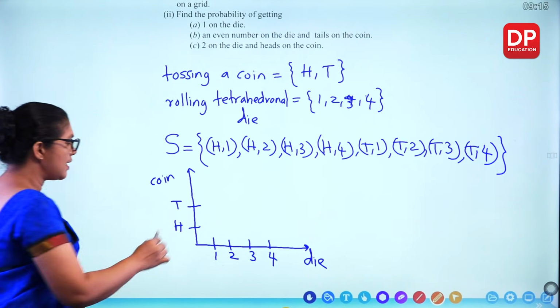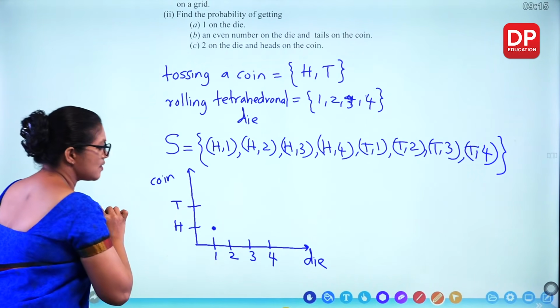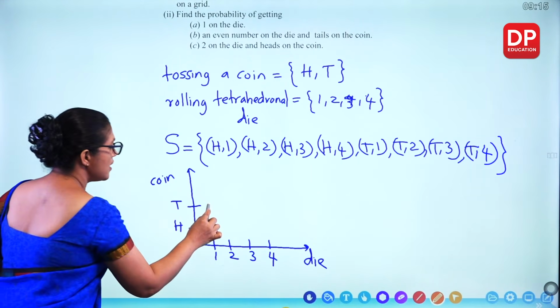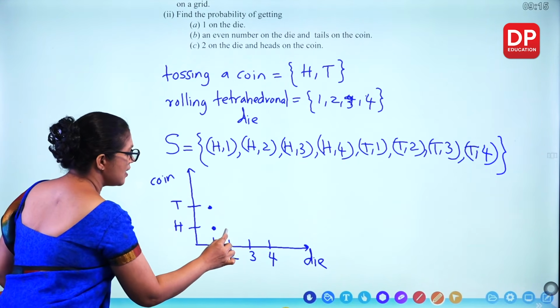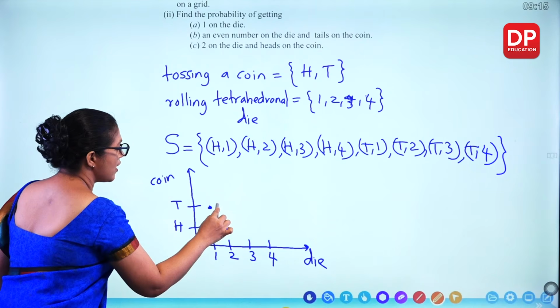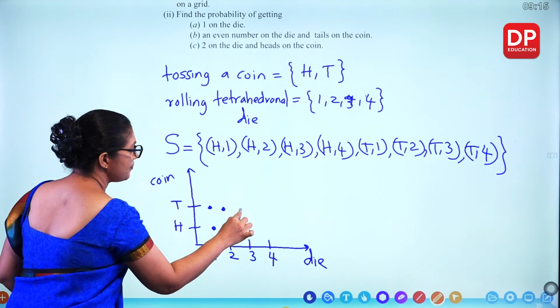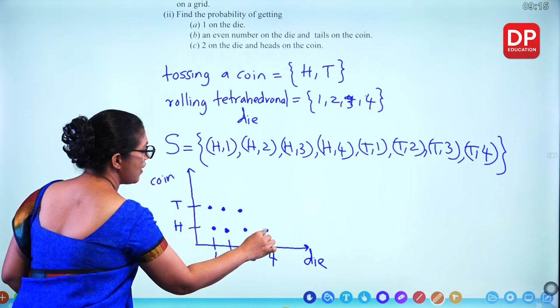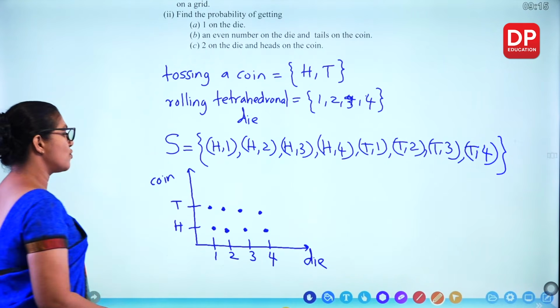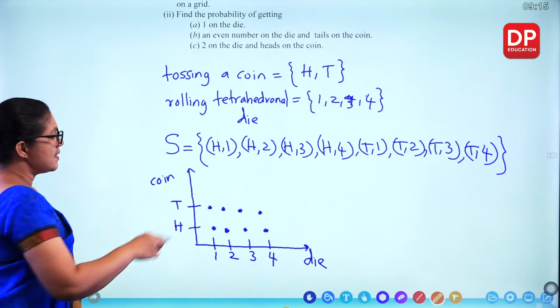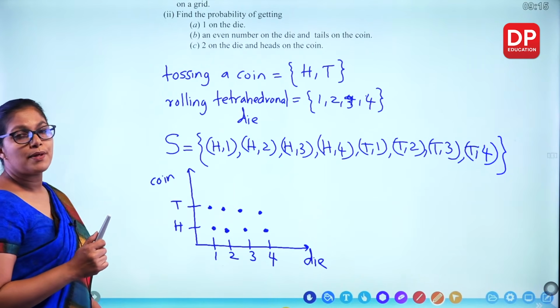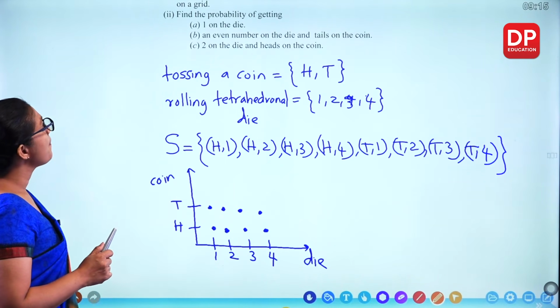So what are the possible outcomes? You can get 1H or H1, 1T, 2H, 2T, 3H, 3T, 4H and 4T. So this is the sample space grid.